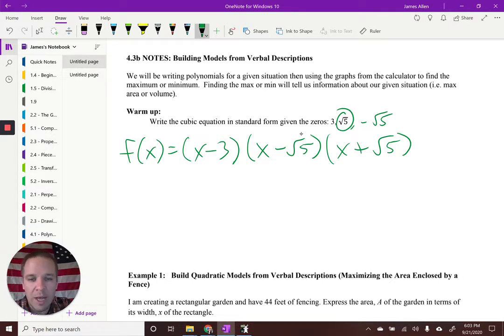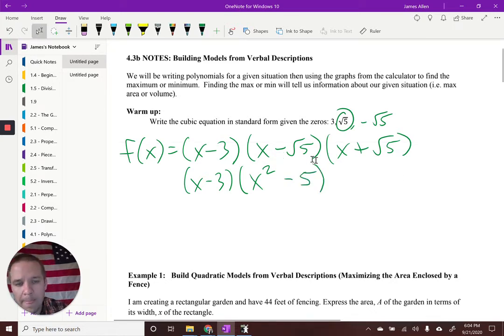I'm going to multiply the ones with the root fives in it first. So I'll have x minus 3, and then I'll have x squared minus 5. How did I know that? Well, I knew that the negative root 5 in x and the positive root 5 in x would end up canceling. So I didn't even deal with the inner and the outer. Look for those difference of squares patterns.